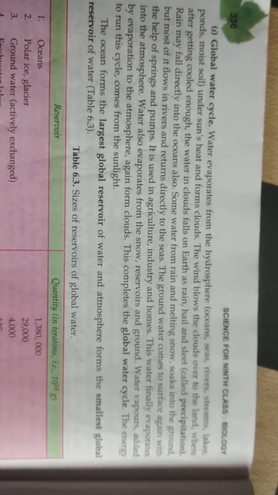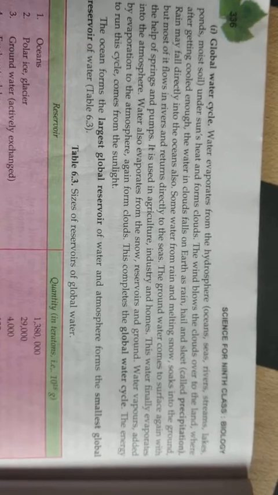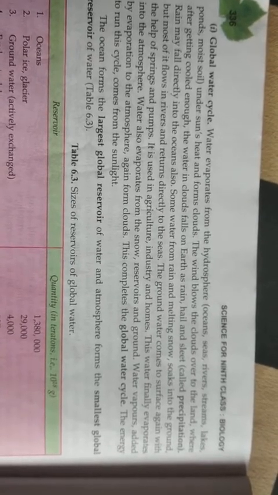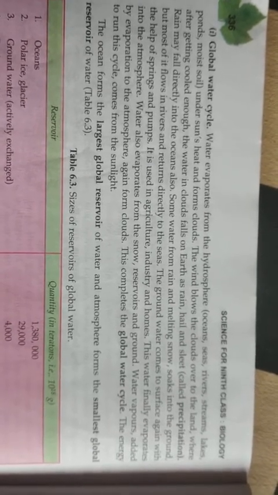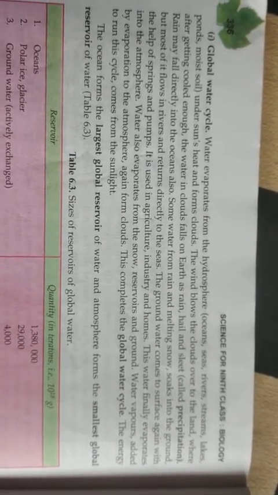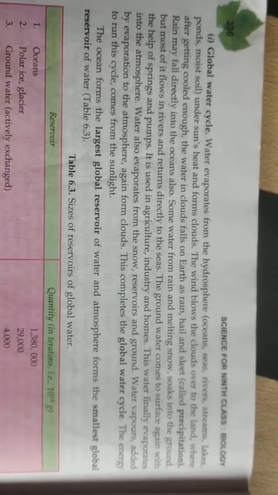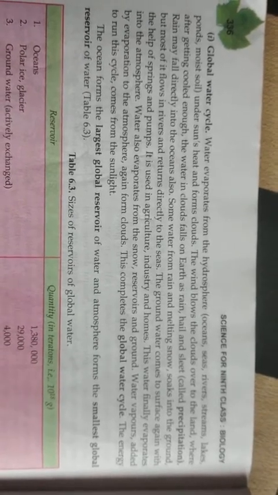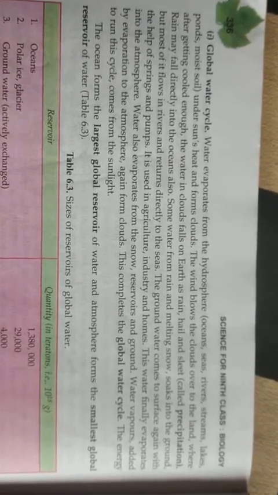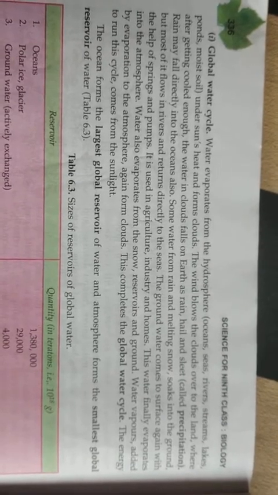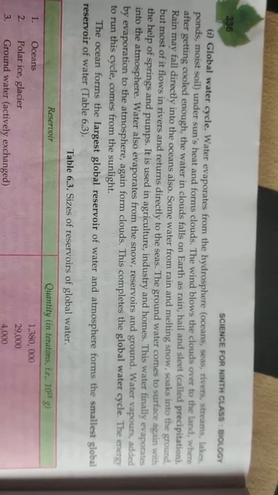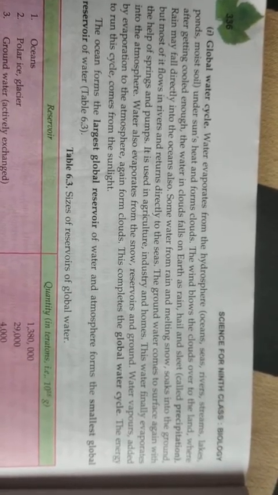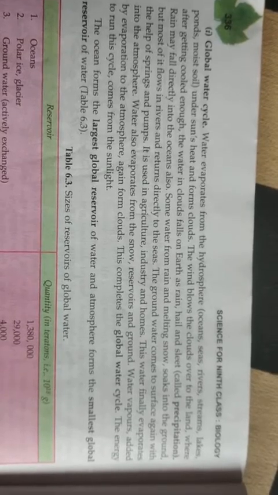The energy for the water to run this cycle comes from the sunlight. That's why we consider the sun the most important source of energy. Whatever energy is needed by the things present on the earth is obtained from the sunlight. The oceans form the largest global reservoirs of water, and the atmosphere forms the smallest global reservoir of water.